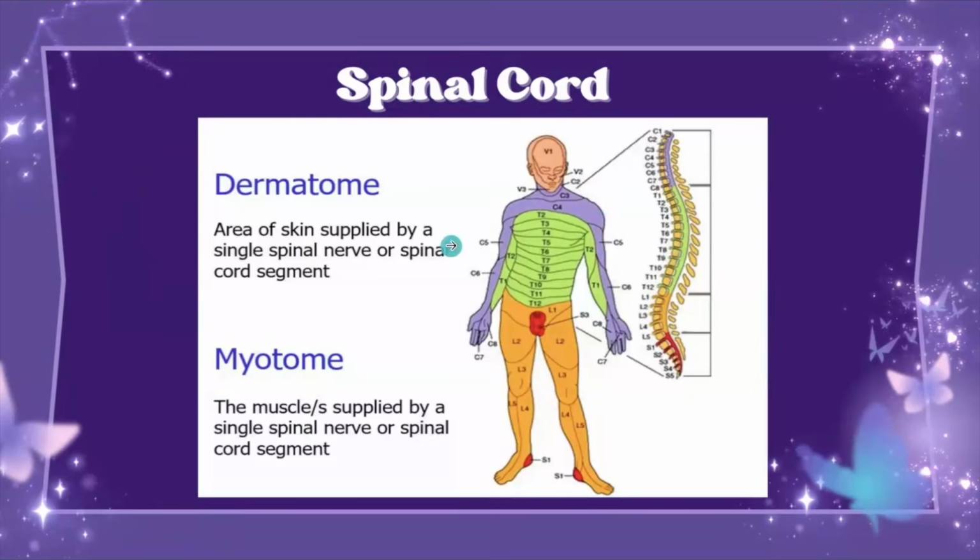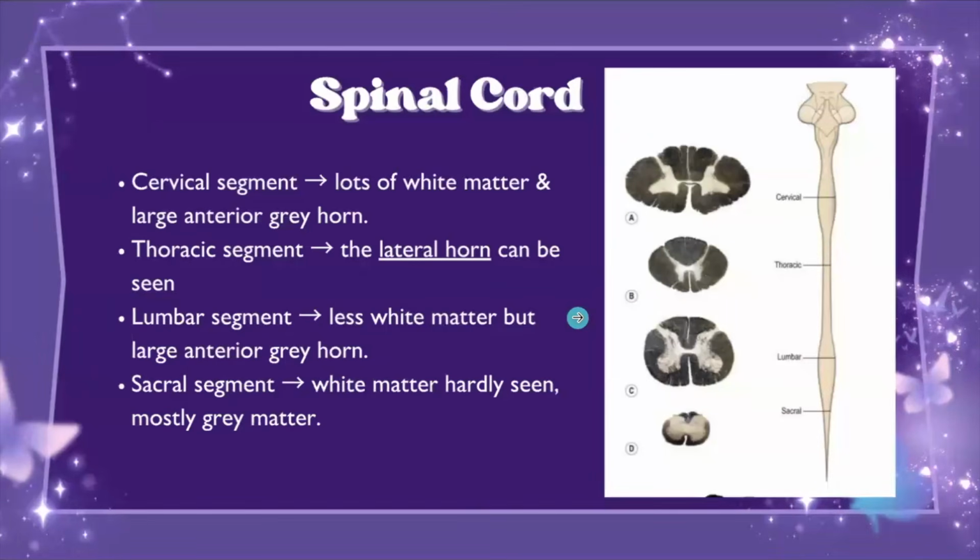Okay, this is pretty easy, but dermatome is the area of skin that is supplied by a single spinal nerve or a spinal segment, and myotome is a group of muscles that would be supplied by a single spinal nerve or nerve segment. Okay, now let's talk about how each section of the spinal cord would look.